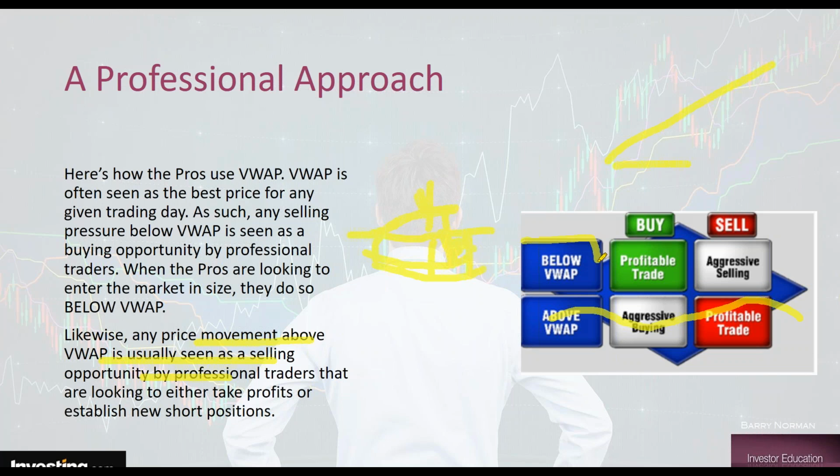So below VWAP, buy. Above VWAP, sell. Buy, sell. Because what's happening is when it's above VWAP, you have aggressive buying, so the profitable trade will be to sell. Okay.